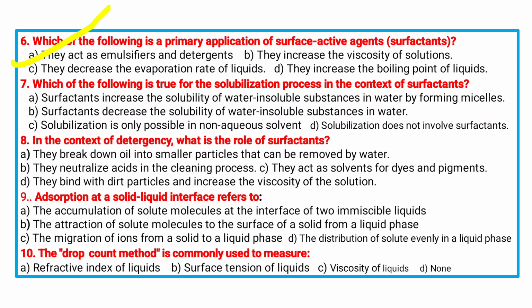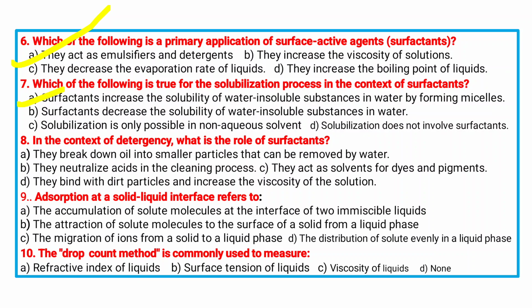Which of the following is true for solubilization in context of surfactant? A, surfactant increases the solubility of water soluble substance in water by forming micelles. B, surfactant decreases the solubility of water insoluble substance in water. C, solubilization is only possible in non-aqueous solvent. And D, solubilization does not involve surfactant. So option A is the correct answer.